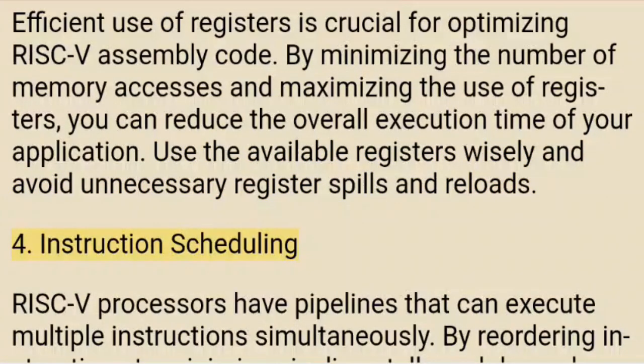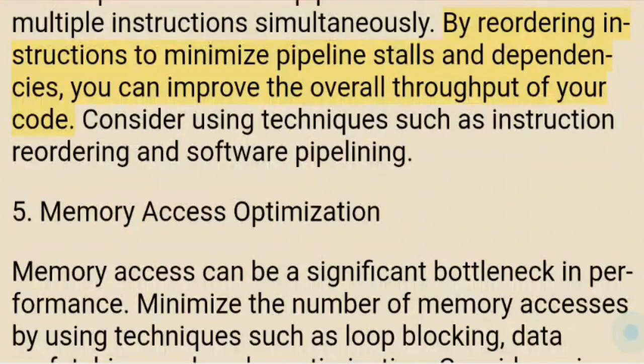4. Instruction scheduling. RISC-V processors have pipelines that can execute multiple instructions simultaneously. By reordering instructions to minimize pipeline stalls and dependencies, you can improve the overall throughput of your code. Consider using techniques such as instruction reordering and software pipelining.